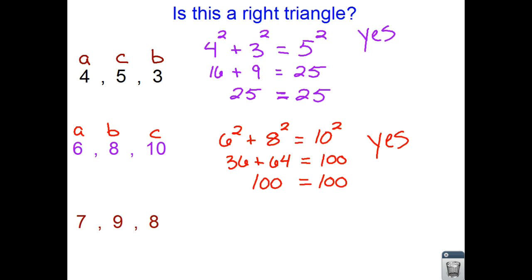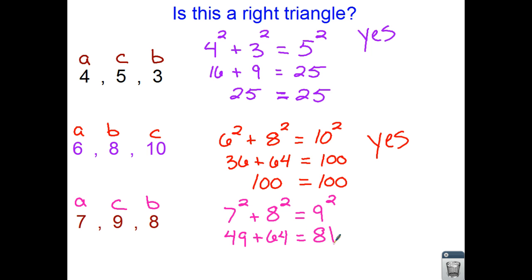All right, one more. Locate your hypotenuse. Your hypotenuse is the longest leg, which is 9. We'll call that C, and A and B are interchangeable. All right, so we have 7 squared plus 8 squared. Is that equal to our 9 squared? All right, so 49 plus 64, is that equal to 81?